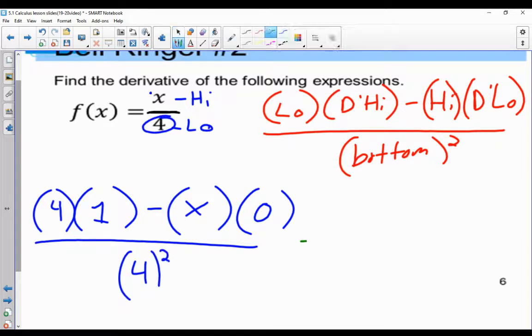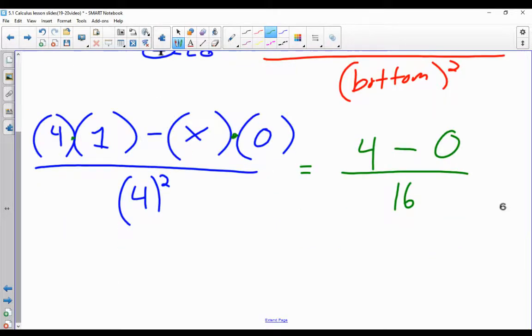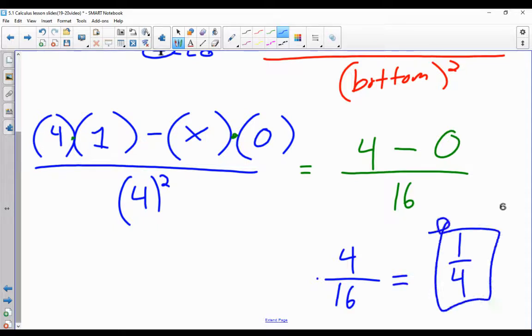All right, now we've done all the steps. Now you just need to simplify. First, do 4 times 1 to give you 4, and then minus x times 0, which is just 0. And then on bottom, 4 squared is 16. Well, this one actually is going to turn out pretty nice. On the top, 4 minus 0 will give you 4. So you have 4 over 16, which if you reduce that, that's just going to give you 1/4. That one was a really nice derivative.